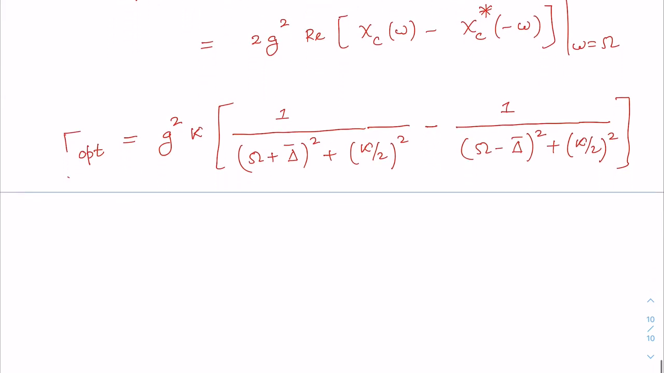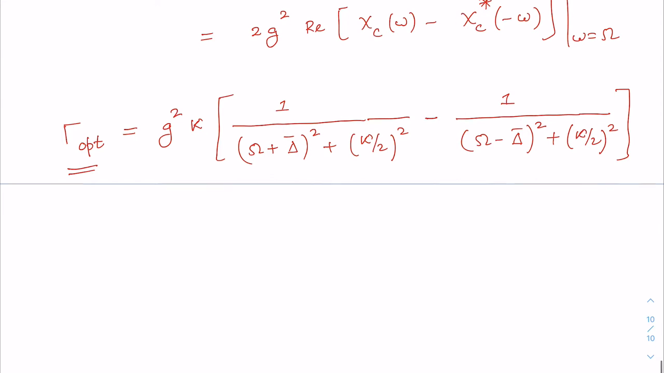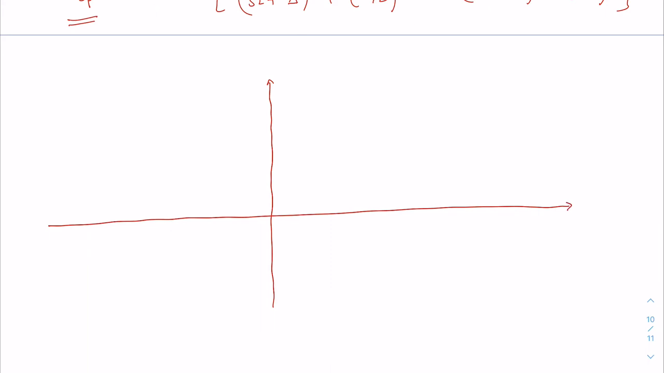Now we can plot this parameter as a function of the modified detuning parameter delta bar, and if we plot it, we are going to get a plot like this. You can actually use a computer and some parameters, but typically the plot will look like this. On the x-axis it is delta bar, and here we have gamma optical, the damping parameter, so the plot will be something like this.